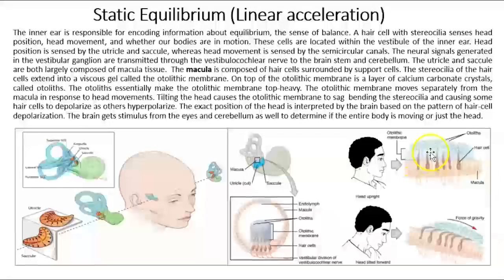cells. For example, when you're inside your car, you don't move, but the car moves. The car movement will move your macula, utricle or saccule, and then this gel right here will lag behind, and because it lags behind, it will move the hairs. And when it moves the hairs, they transfer information to your brain.